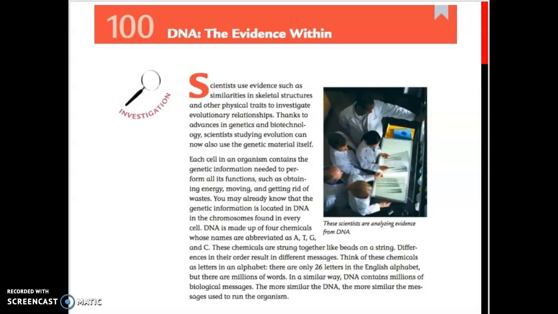Think of these chemicals as letters in an alphabet. There are only 26 letters in the English alphabet, but there are millions of words. In a similar way, DNA contains millions of biological messages. The more similar the DNA, the more similar the messages used to run the organism. So what does that mean? Okay, so the more similar two organisms' DNA is, the more similar their instruction manual is. And so if they have the same instructions, they're going to look pretty similarly. So animals who are closely related have DNA that is very, very similar. Okay? All right, so what are we going to do with that?